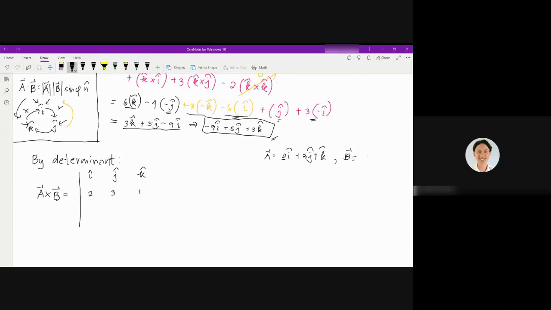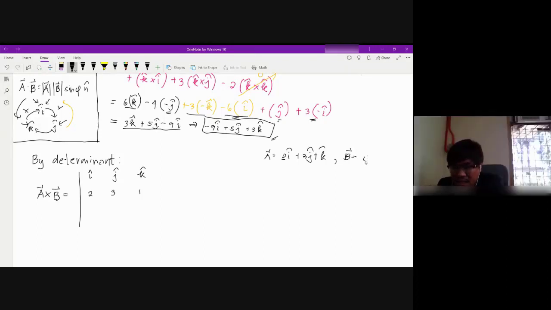And then let us recap B. B is actually i hat plus 3j hat and then minus 2k hat. This is the second vector, and it composes the third row. So you have i hat here is 1.